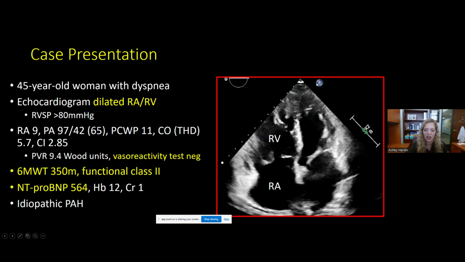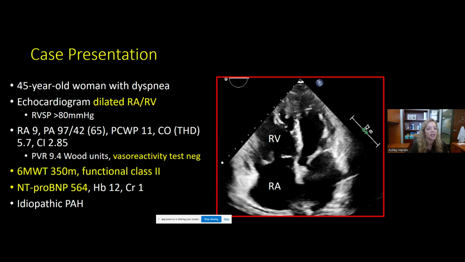Here's her echocardiogram on the right-hand side, and you can see that she's got a dilated right atrium and right ventricle. Her RVSP was reported at greater than 80, so that's pretty high. Her hemodynamics: her right atrial pressure was a little elevated at 9. Her PA was 97/42 with a mean of 65, quite elevated.